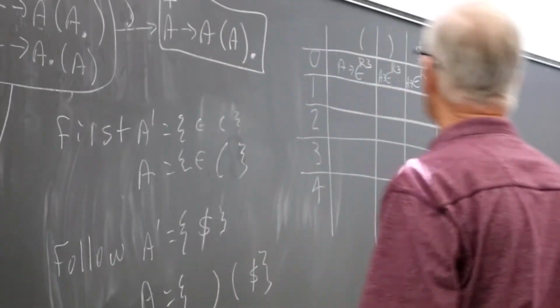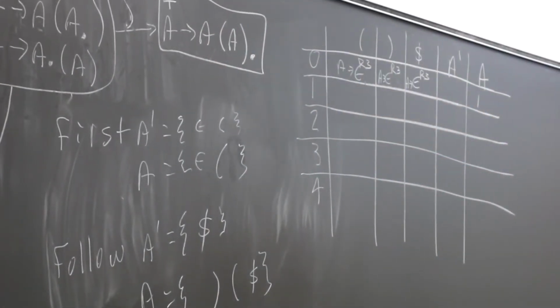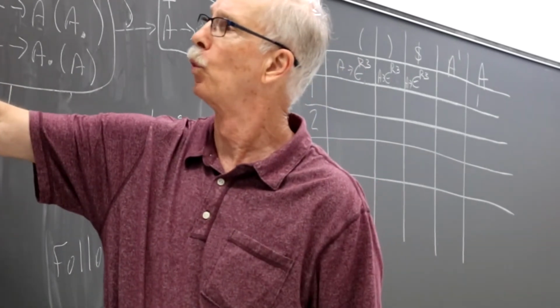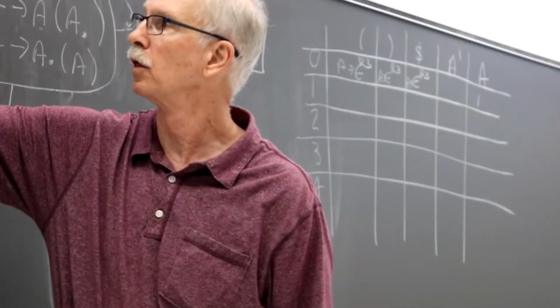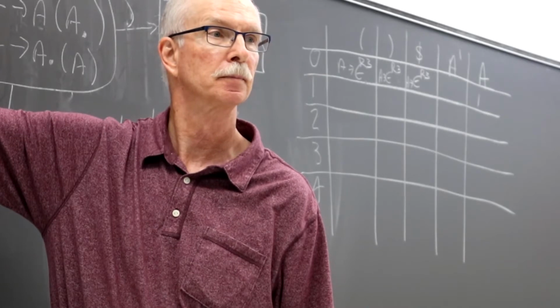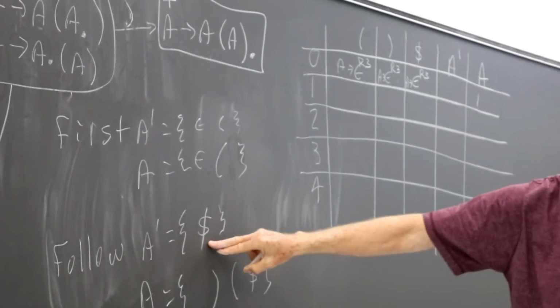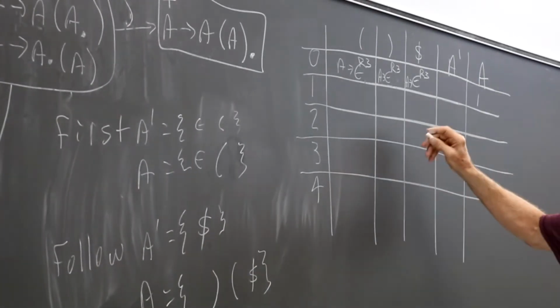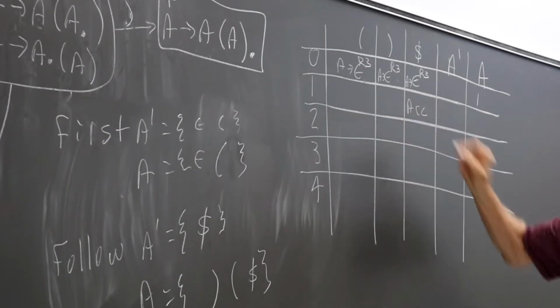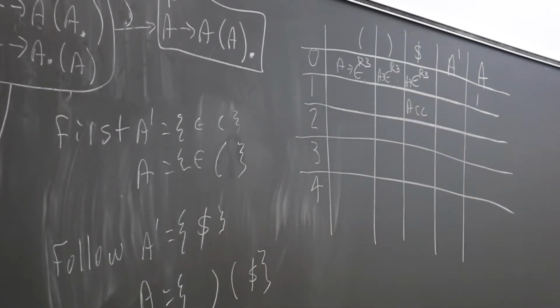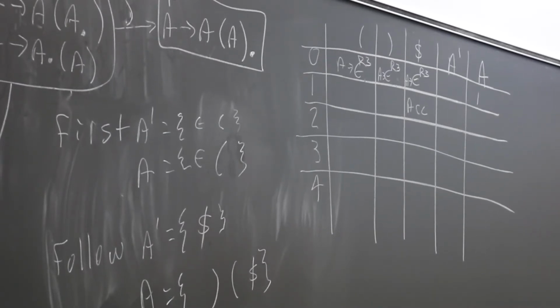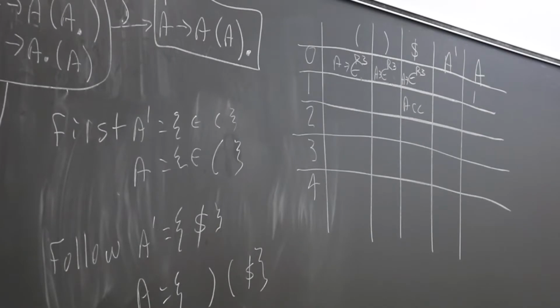Row 1, we reduce on the follow of A prime. The follow of A prime has $1 in it. So this is our accept configuration. As a result of augmenting the grammar, the follow of the new start symbol will always only have $1. So when we parse and we see that $1, we know we're done.